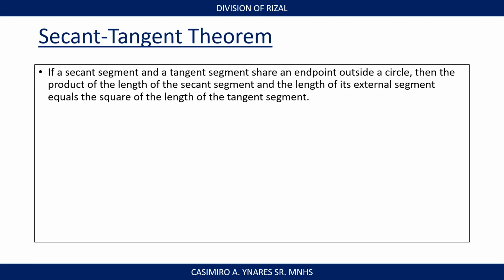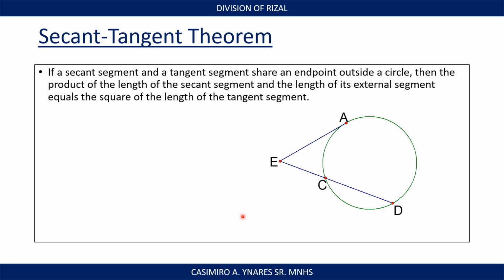Okay, the last one. We have the secant tangent theorem. If a secant segment and a tangent segment share an endpoint outside the circle, then the product of the length of the secant segment and the length of its external segment equals the square of the length of the tangent segment. So for this, identify natin kung ano yung tangent line natin, kung ano yung tangent segment natin.